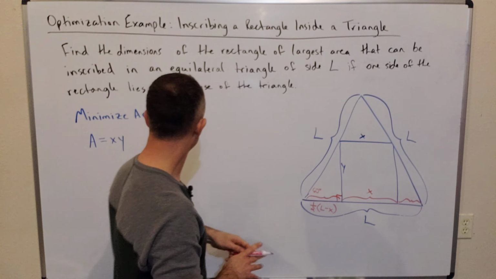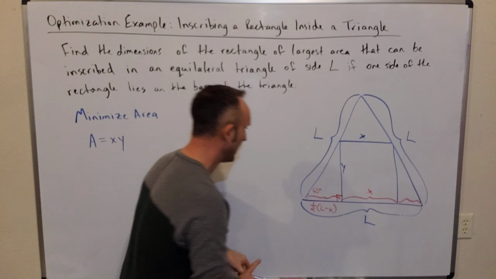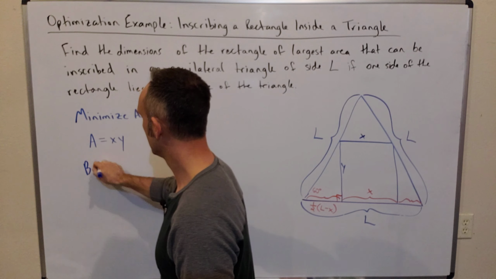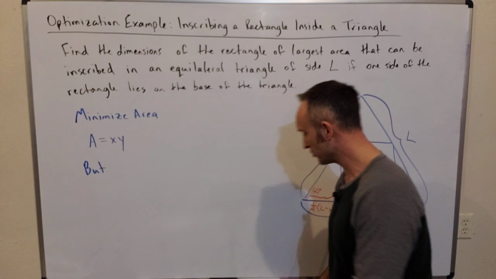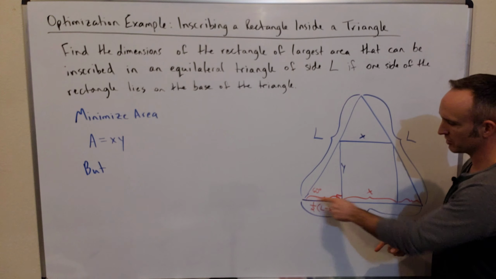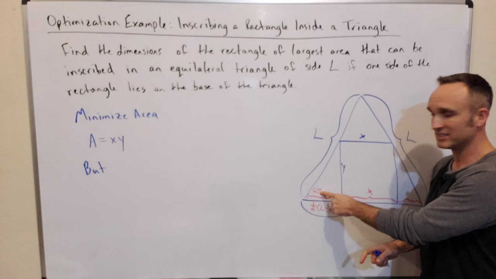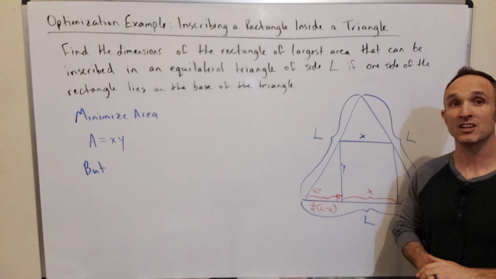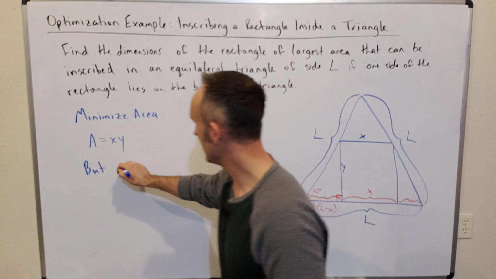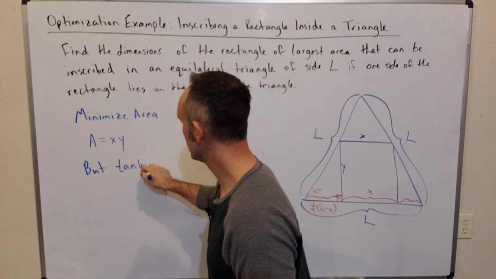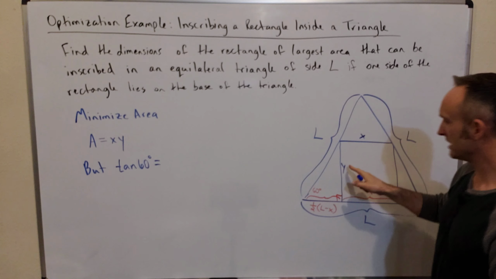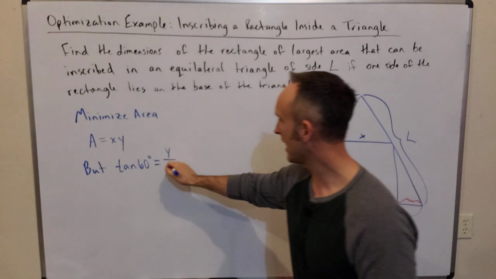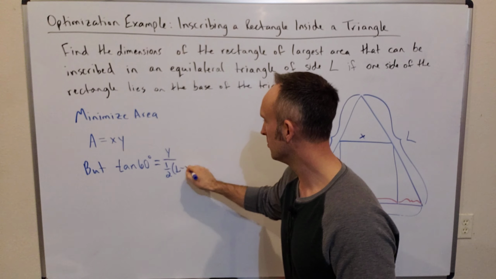And now we can get the relationship between x and y. So let's write it over here. If I'm using trigonometric ratios and I'm dealing with this right triangle with this acute angle of 60 degrees, I've got my opposite side and my adjacent side. I can set up a tangent ratio and say that the tangent of 60 degrees equals the opposite side y over the adjacent side, 1/2 times the quantity L minus x.